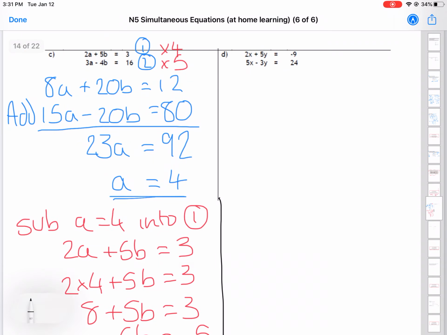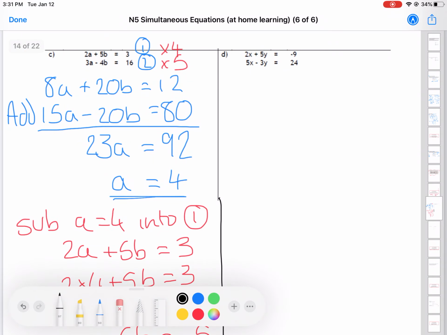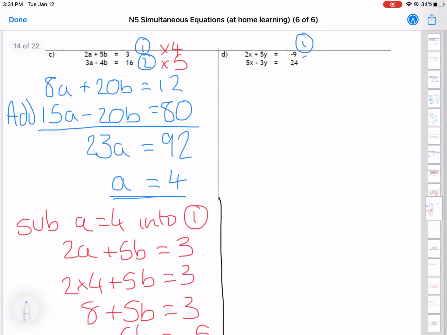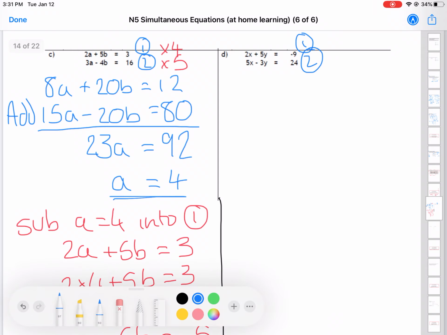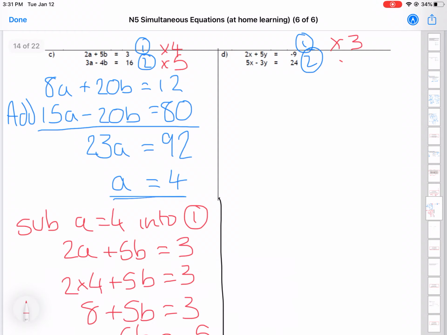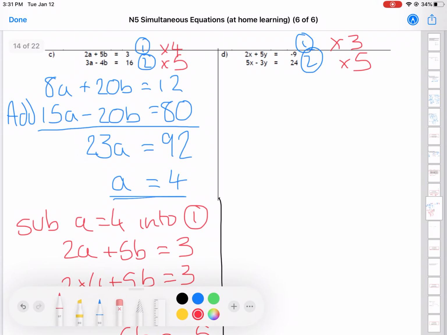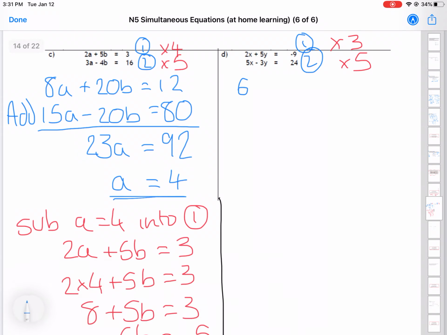Next, we're going to label these two as 1 and 2 again. So equation 1, equation 2. And then let's see what we can times by. So again, I'm going to go for the numbers in the middle, just because that will end up meaning that I have to add numbers together, which is generally a lot easier than having to subtract them. So I'm going to times top by 3 and the bottom by 5. That will make my y's be 15. So top by 3 is 6x plus 15y equals negative 27.